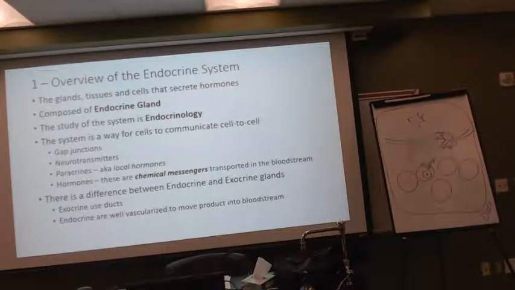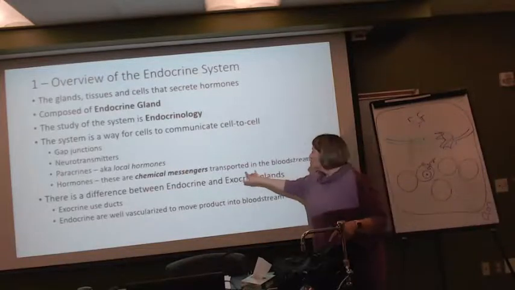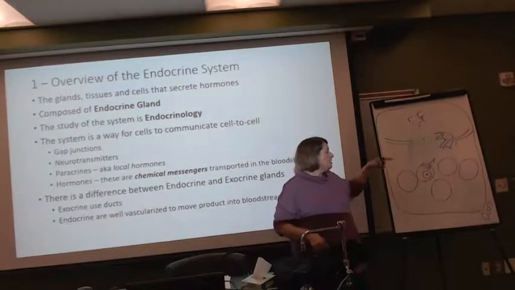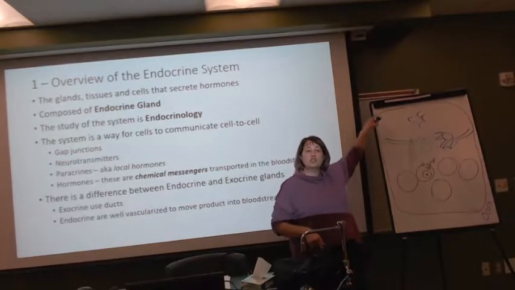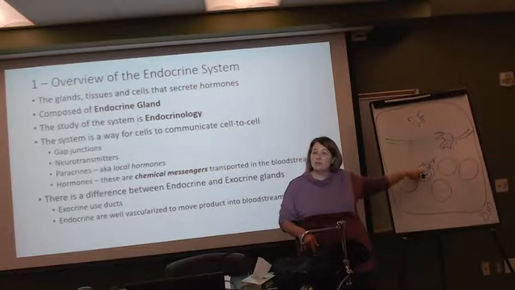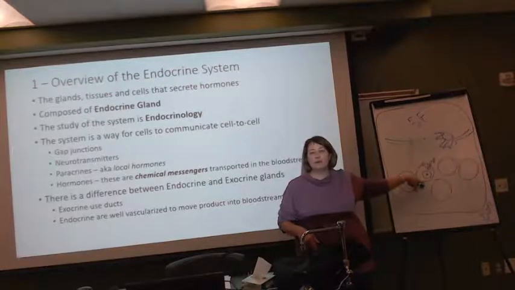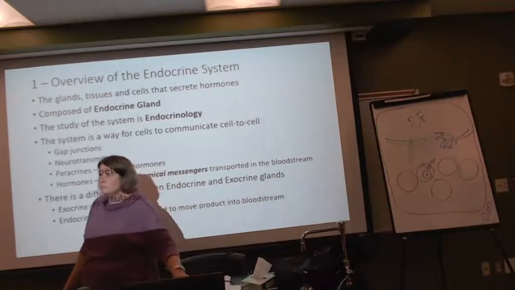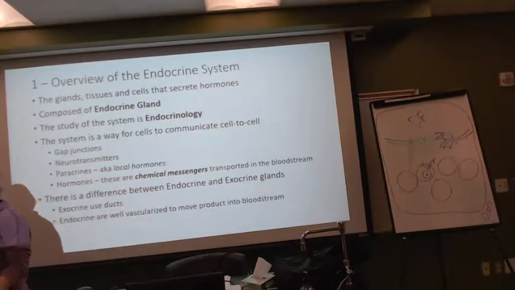Because their chemicals, their product that they make, these glands, these tissues, this system, the product that it makes, it's going to go into the bloodstream. It's going to make its way to its target tissue, to its target cells, to affect the product. Is that not cool? Stop me now if you have any questions.